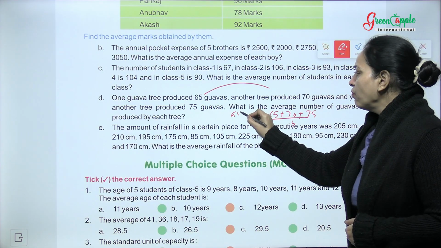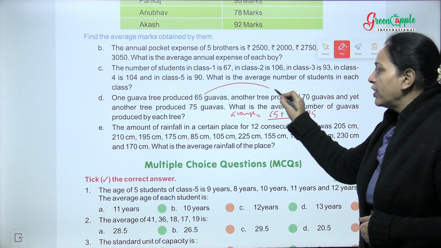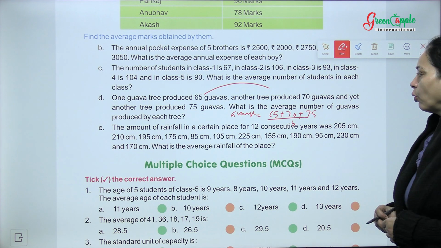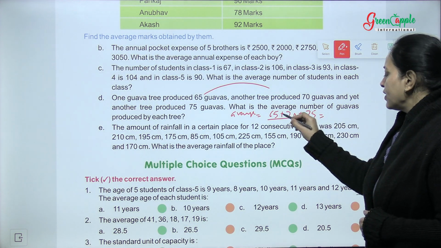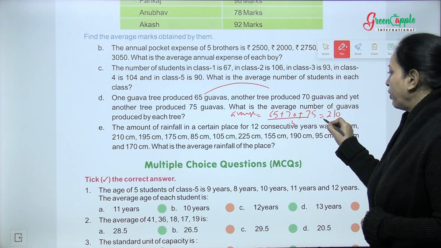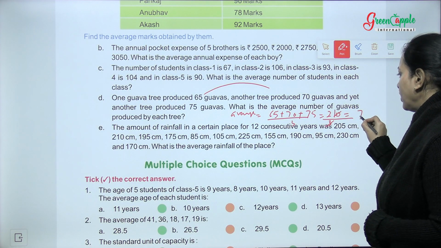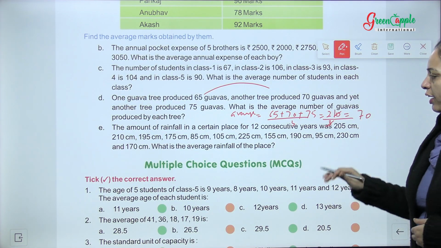This is the average. First you have to write the formula. Average equals the sum of the guavas produced divided by number of trees. So now add it. So what will you get? 210. Divide by 3, that is 70. So similarly, you can try remaining parts.